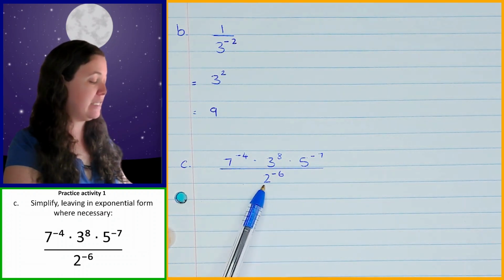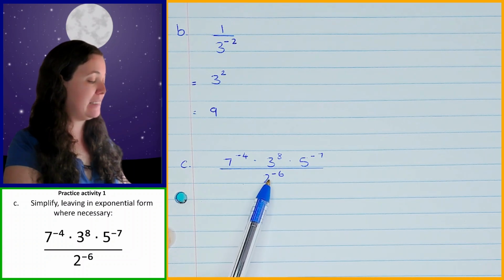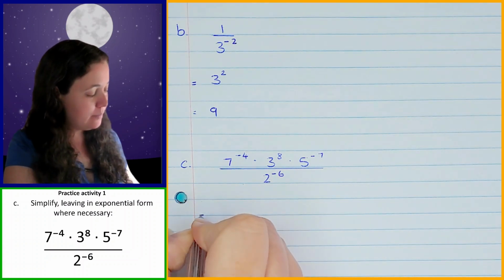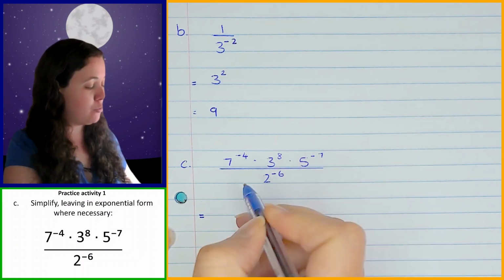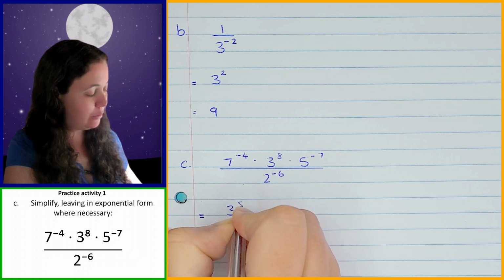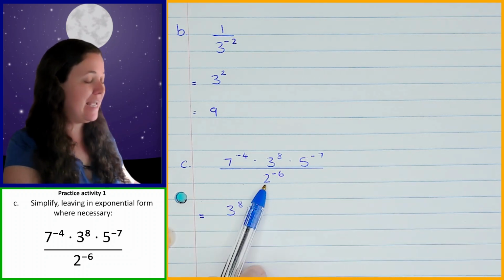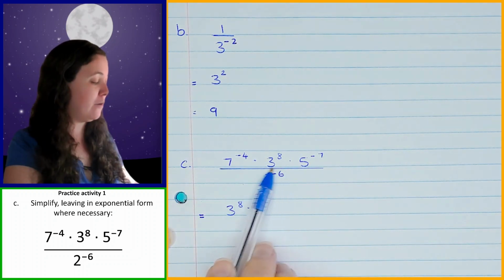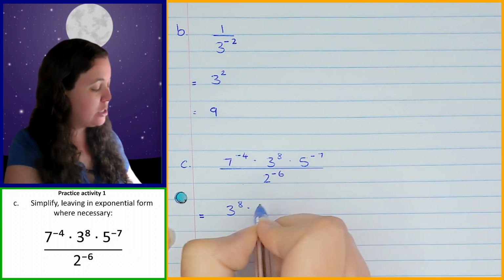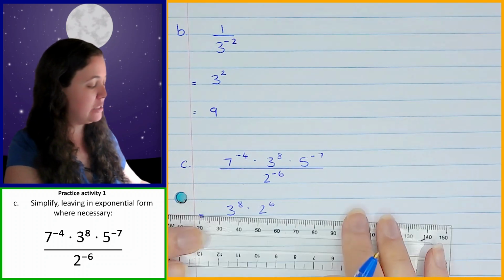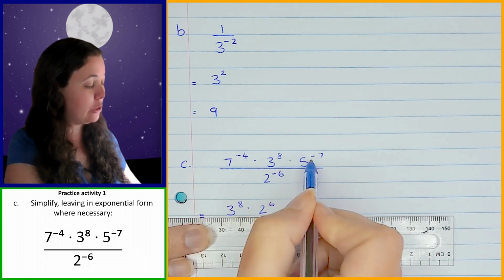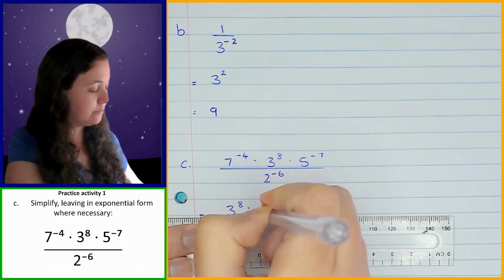In my denominator, I only have one power and it has a negative exponent, so it is also going to move. So I'm going to start off in my numerator by seeing what is not moving. The 3 to the power of 8 is not moving, so I need to write that one down. It's staying where it is. Then I have in the denominator the 2 to the power of negative 6, which needs to move up to the top. So that's going to come up here and become 2 to the power of 6. Okay, then that is over because these are moving, so they're not going to be there anymore.